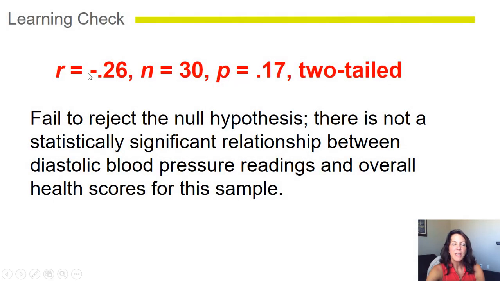So our R is a negative 0.26. It's a negative correlation, meaning higher scores on one variable are associated with lower scores on the other variable, which means higher blood pressure readings are related to lower health scores and vice versa. But even though we see a correlation here, it is not statistically significant. What we're seeing here is probably just random chance.